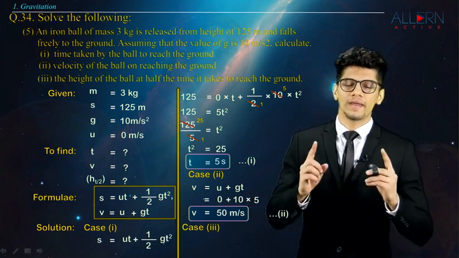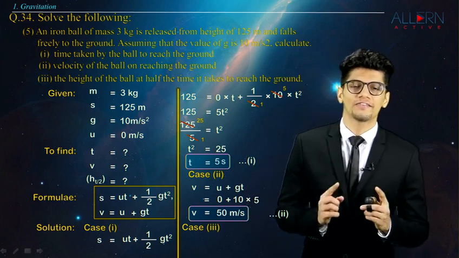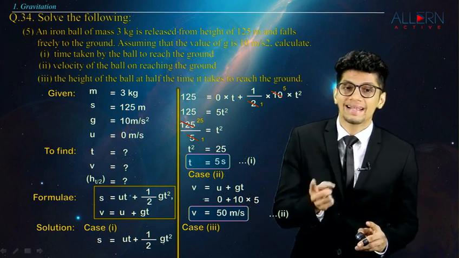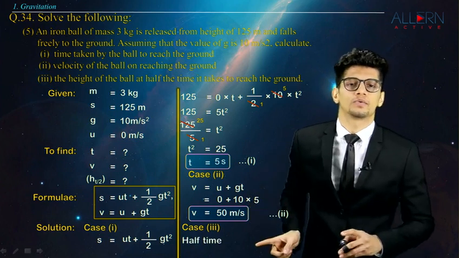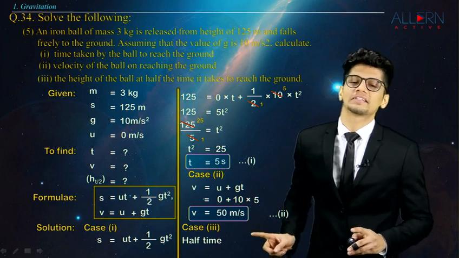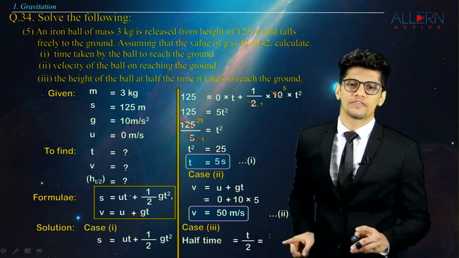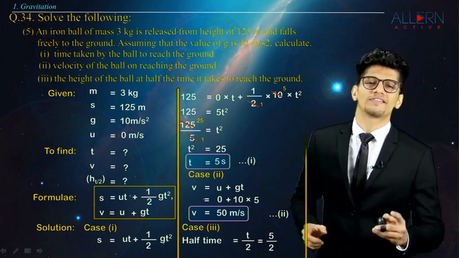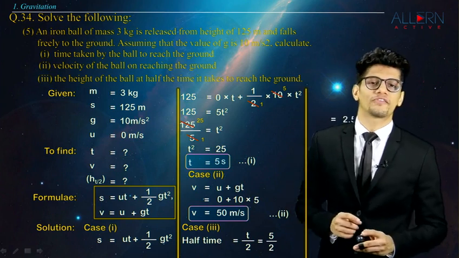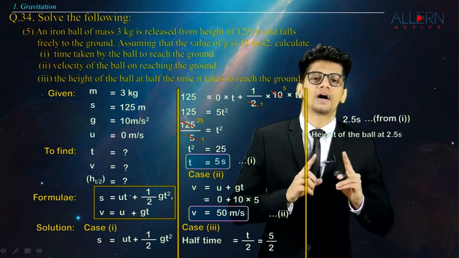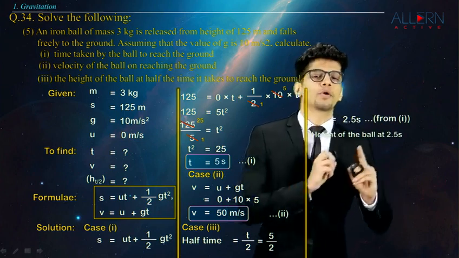Now case 3 is very interesting. Here we have to find the value of height at half the time. Now since height at half the time needs to be found, we have half the time, that is nothing but t by 2, and t is nothing but 5 seconds. So we have 5 upon 2, and what is 5 upon 2? That is nothing but 2.5 seconds. That means now we have to find the value of height of the ball at 2.5 seconds.